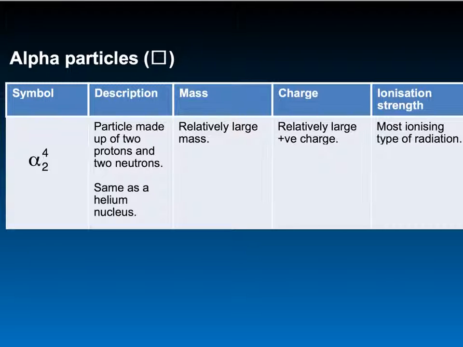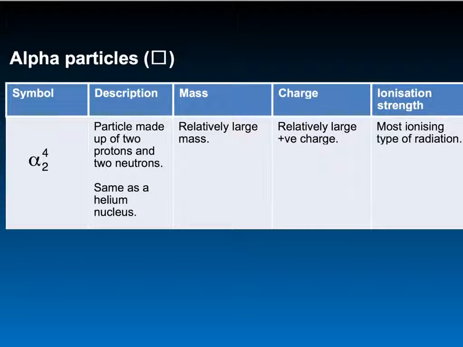Okay, so now we're going to talk about the 3 types of ionizing radiation. The first type of radiation we're going to discuss are alpha particles. They are given the symbol alpha. They have a mass number of 4 and a proton number of 2. They have the same nucleus as a helium atom. There are no electrons around the alpha particle, so it's just the nucleus, made up of 2 protons and 2 neutrons.